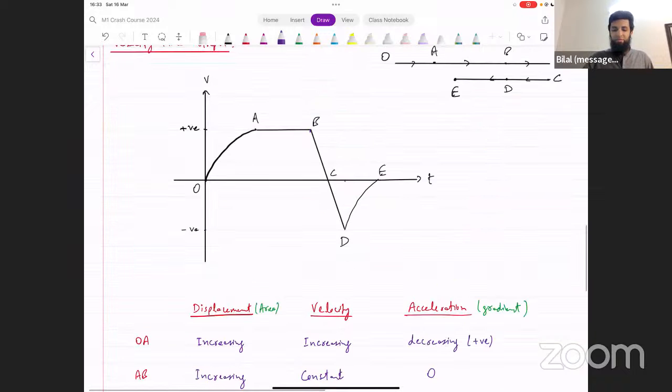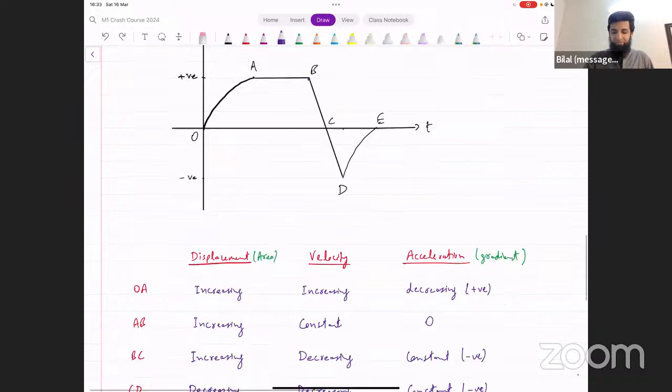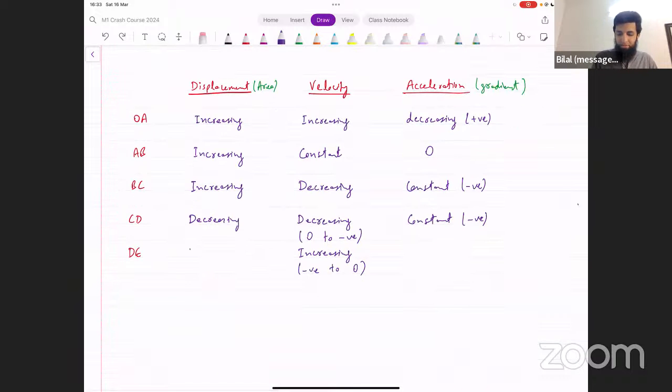What's happening to displacement? You see there's negative displacement adding there. So displacement is actually decreasing. It's going from point D to point E. Distance from origin is decreasing. So displacement is decreasing in this part because there's more negative area being added. So there's more area being subtracted here. And this part as well, because the particle is moving in the negative direction.